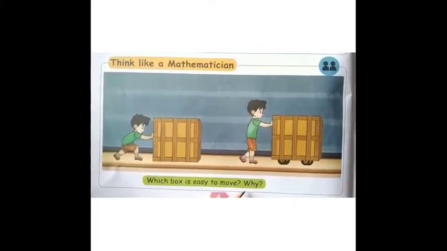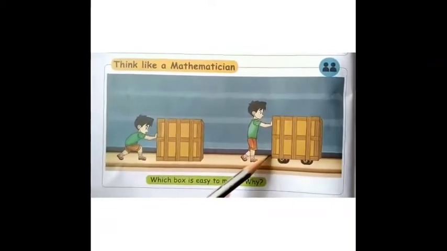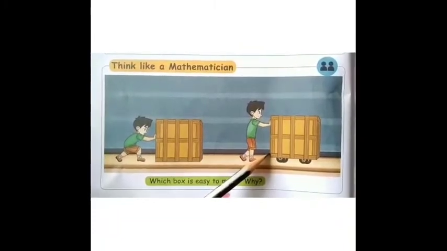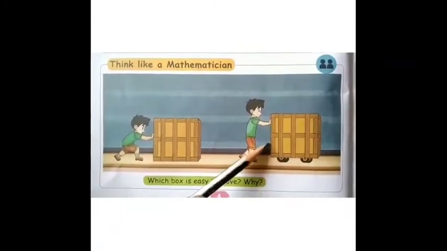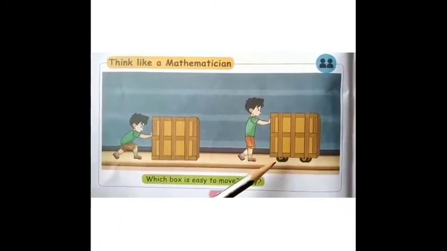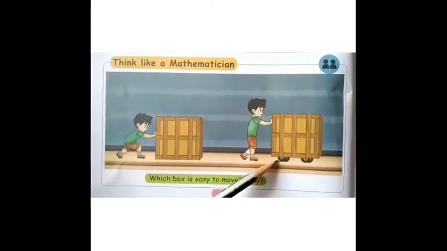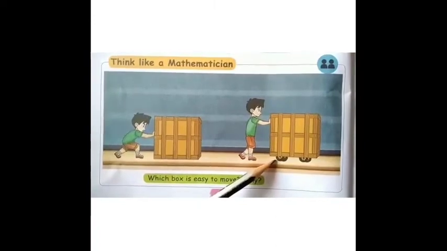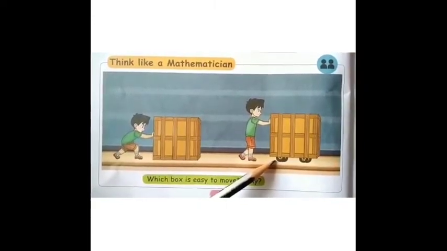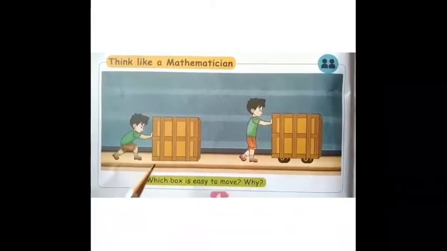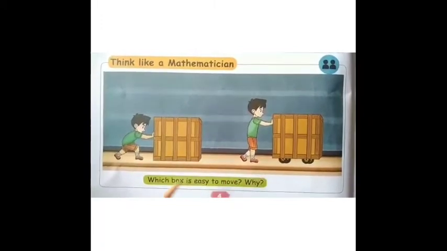Why? Yes. Second box is easy to move. In the second box, the wheels are fixed under the box. Wheels are round objects. So, it is easy to roll. Therefore, rolling is easier than sliding.